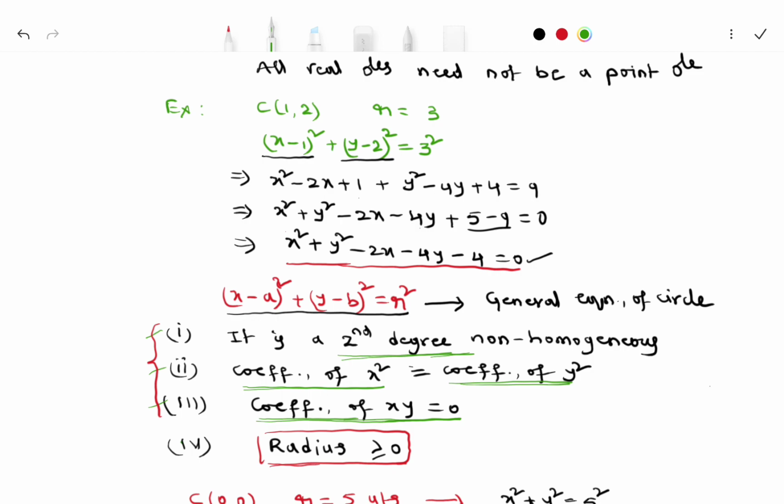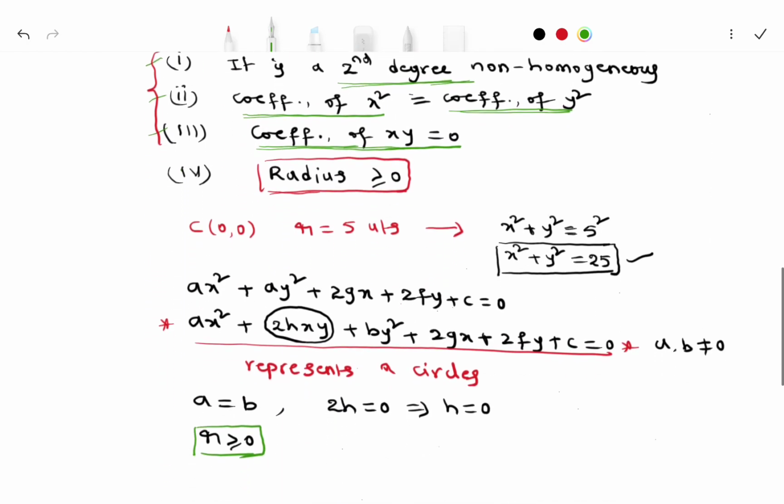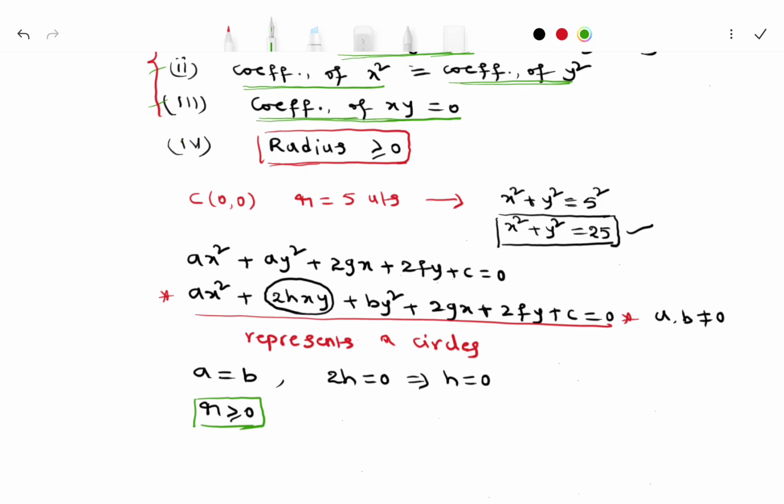Next, the second condition is that the coefficient of x square is equal to the coefficient of y square. The next one is that the coefficient of xy is equal to 0. Next, from the definition, the radius will be greater than or equal to 0. Right? These are the conclusions.